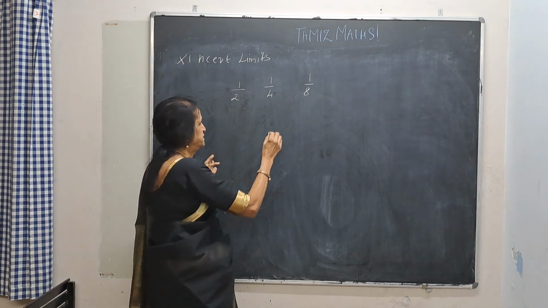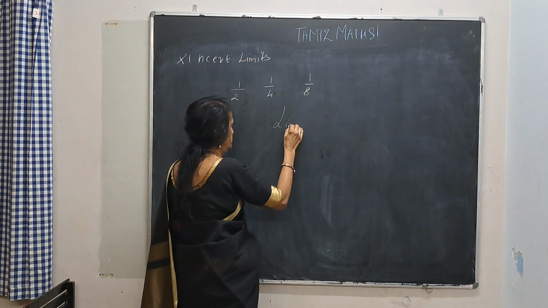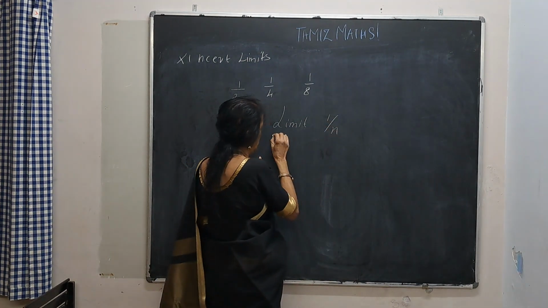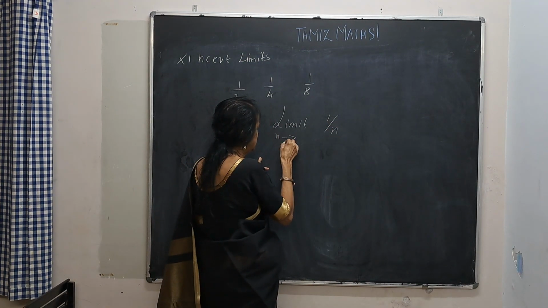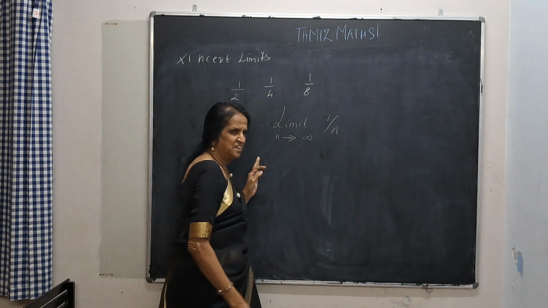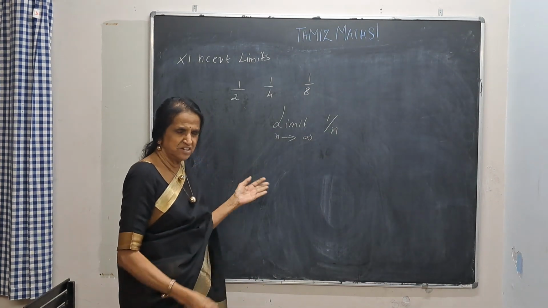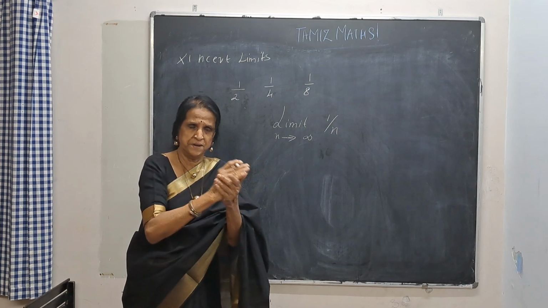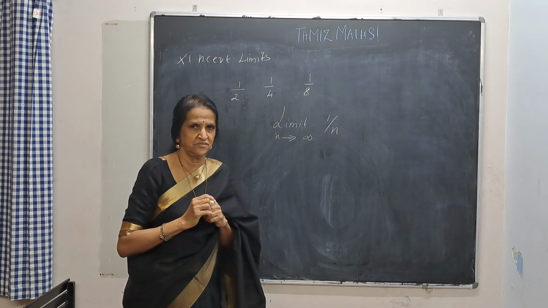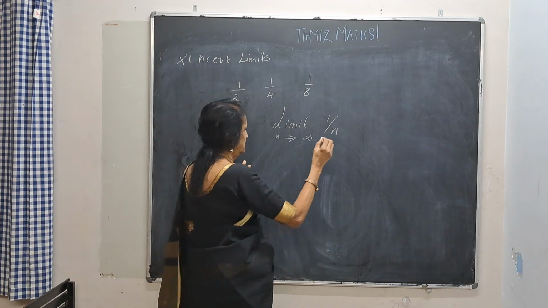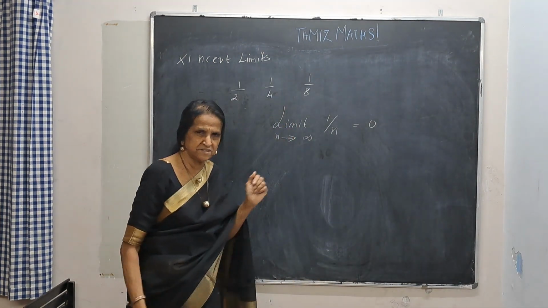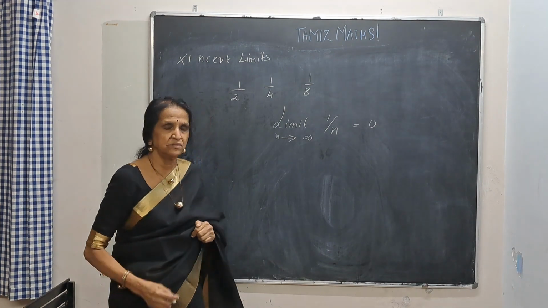So we say limit of 1 by n when n is tending to infinity. n is approaching infinity. When you cut an apple, so many pieces you get. I say infinity. This is equal to 0. There are so many things which we will be discussing. It's not something I can deliver in 5 minutes.